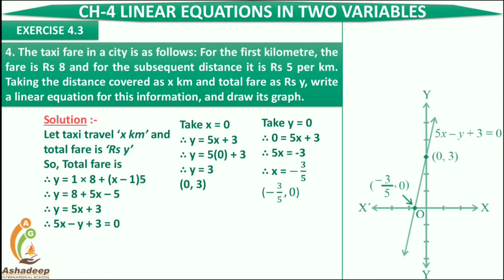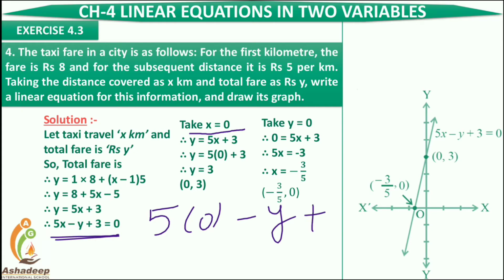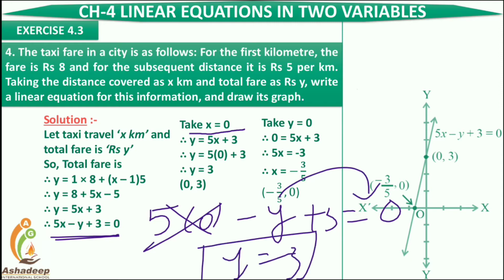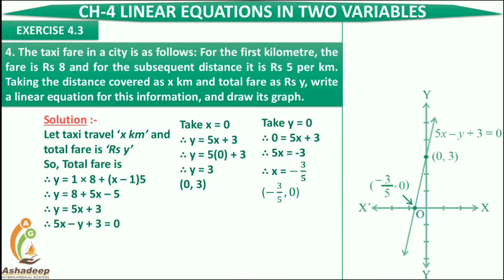Now we know how to draw the graph, right? Take any point that we are comfortable with. Take x is equal to 0. Simply put x is equal to 0. So 5 into 0 minus y in this equation, plus 3 is equal to 0. So this is going to be 0 and this y goes on to the other side, becomes plus. So y is equal to 3, right? So now what can we say? The point is 0, 3.